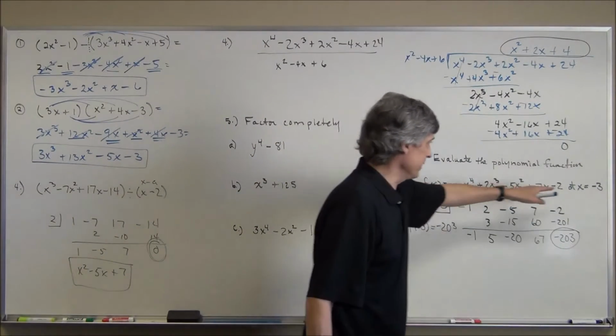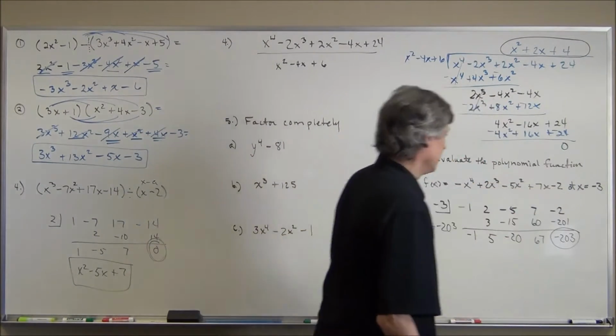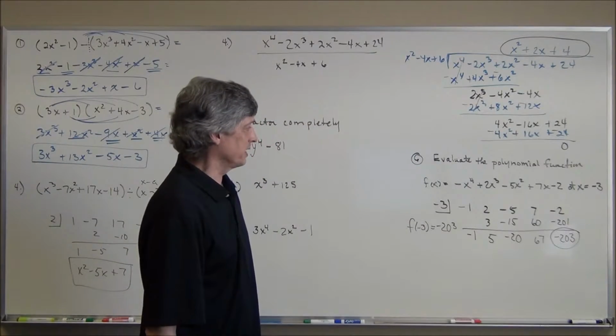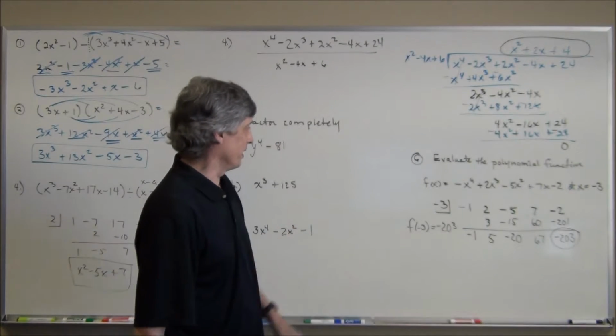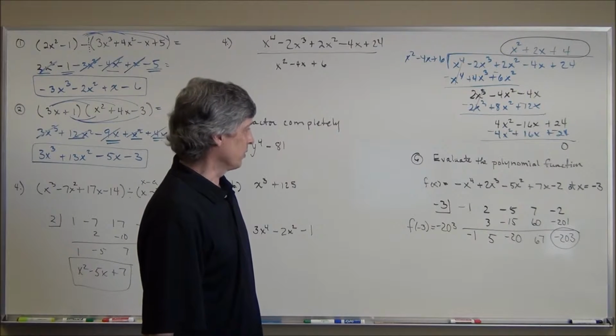Now again, you can plug negative 3 in here and do all the arithmetic, but there'd be lots of places to make silly mistakes with signs. I keep looking to see if I made a silly mistake with sign, but if I did, I don't see it.